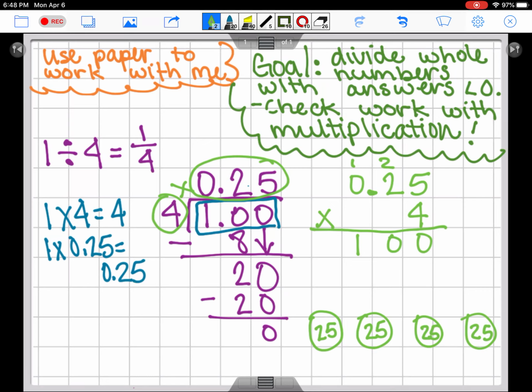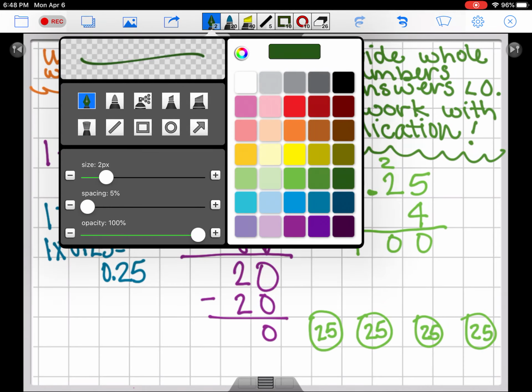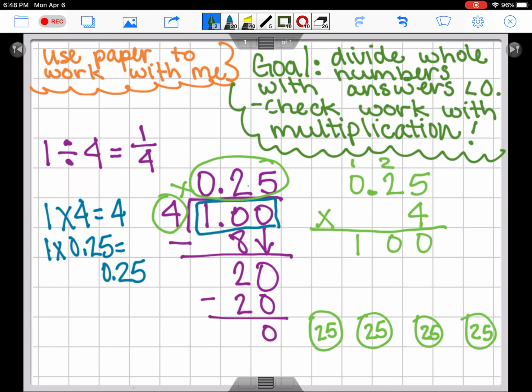I hope you are yelling at your computer screen. No! Actually, probably don't yell. Your family members might not appreciate that. Maybe shake your head vigorously. It is not 100 because we left out a very important step. We must place our decimal. Get a dark green just to show how serious I am about placing our decimals.